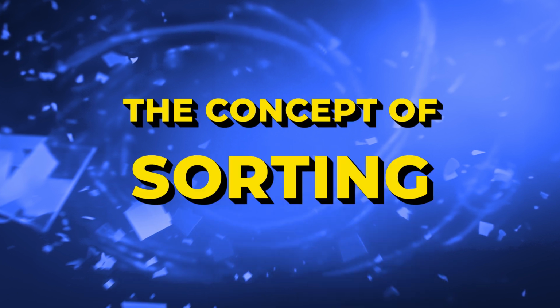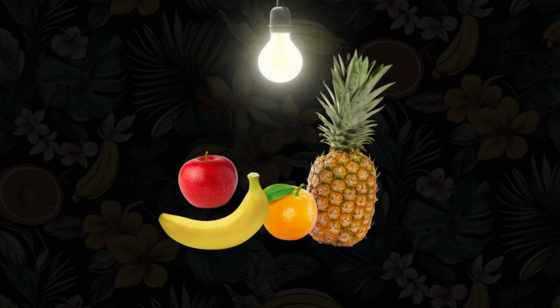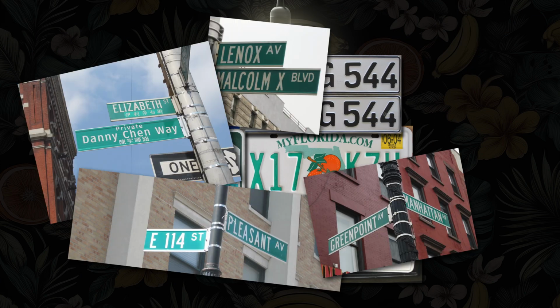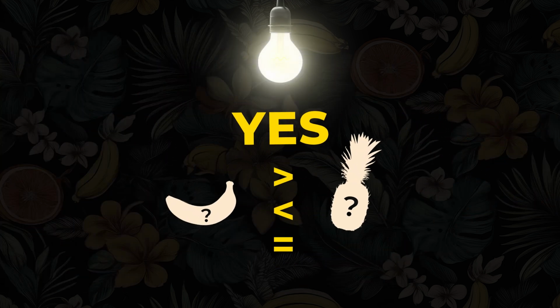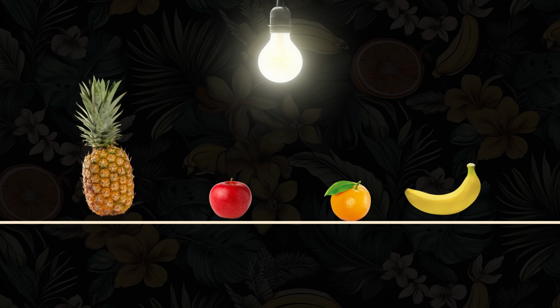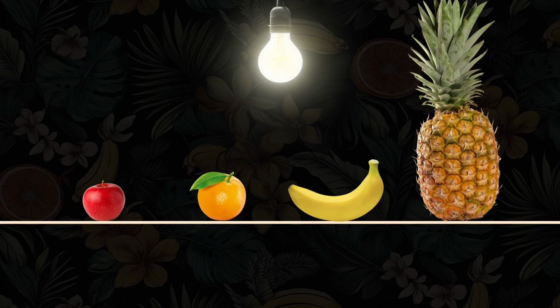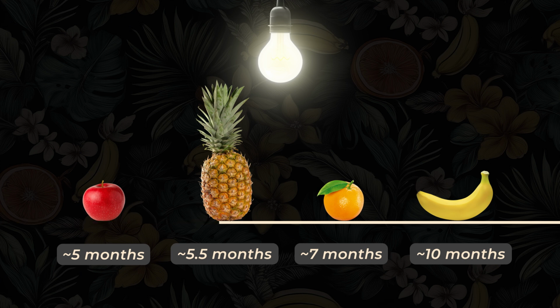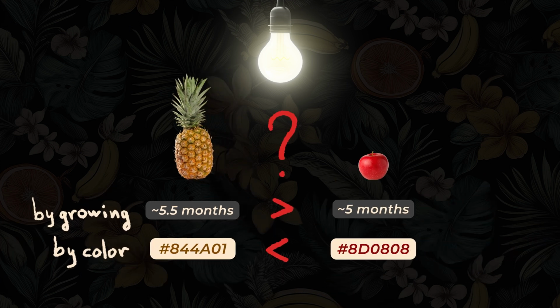Let's talk about the concept of sorting. Can you, for example, sort a set of fruits, or number plates, or street names of your city? The answer is yes, but to do that, you need to define a relationship between the elements. For example, you can sort fruits by their color, or by size, or by growing time. Each of these sortings is valid, but there are different relations between elements for each of them.